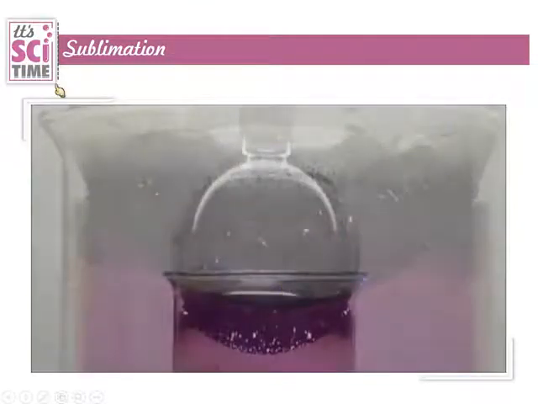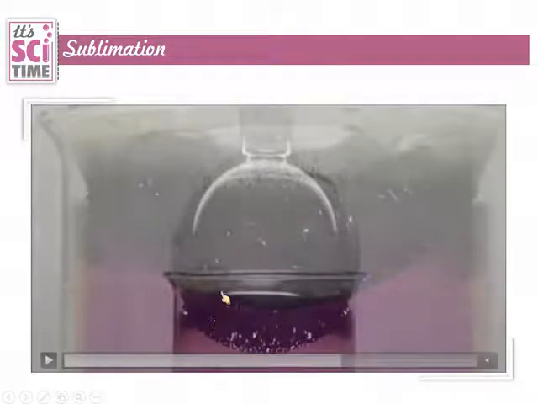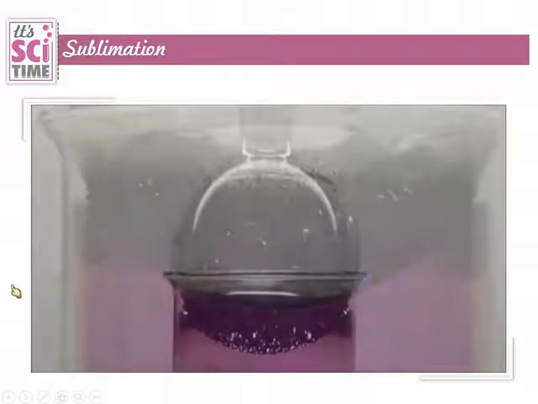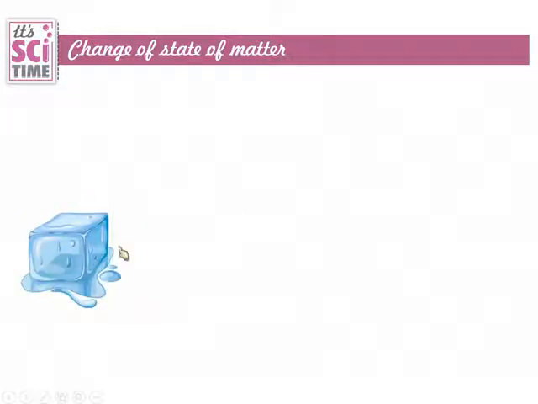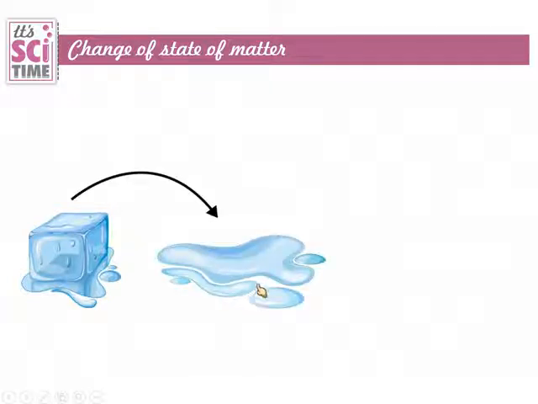So solid becomes gas, that is sublimation, and the gas became solid, that is deposition. So these are the special changes. Actually this is about change of state of matter. There are three states of matter: solid, liquid and gas. Now let's see how these changes take place. When a solid converts into a liquid, remember what was the term used? Solid turns into a liquid, that was called melting.